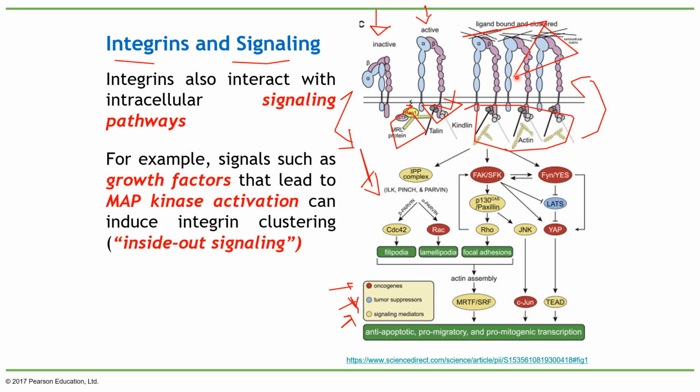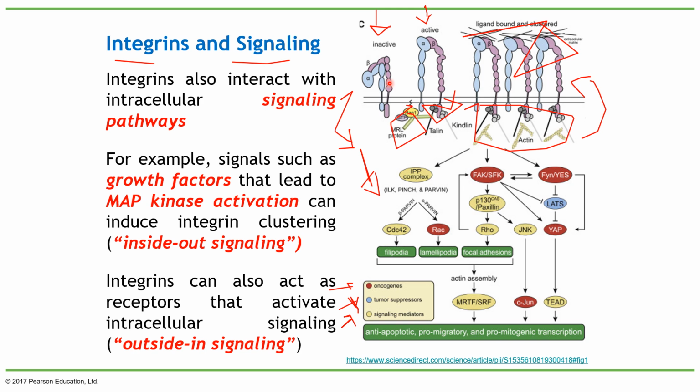So they can interact from the inside to the outside. For example, there are signals like growth factors that can lead to MAP kinase activation, and they will allow the clustering of integrins, as I show you here. However, it can also go in the opposite direction, from outside to the inside, and you have different pathways that can be activated from outside, because they are sensing the media.